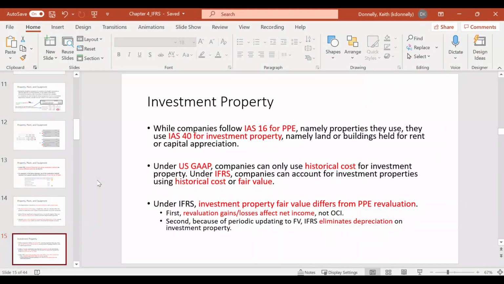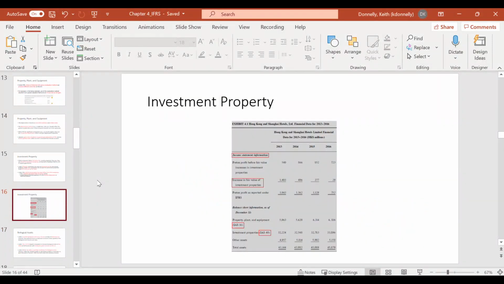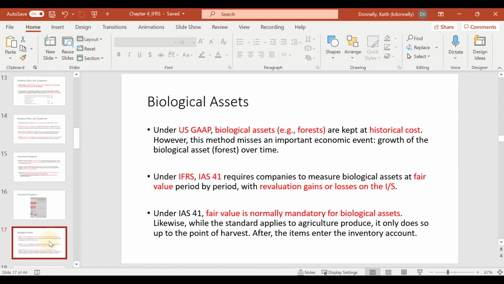The second idea with investment property is that because we're periodically updating it to fair value, IFRS is going to eliminate any depreciation on investment property. So this is just showing you the income statement. An increase in fair value, if you were using that model, would hit the income statement right there. It wouldn't go in OCI. It would instead be part of net income.